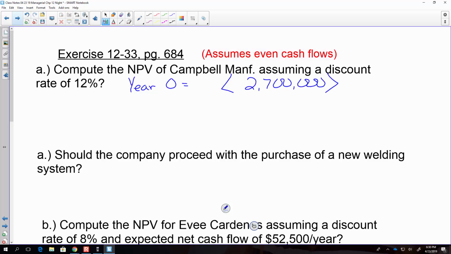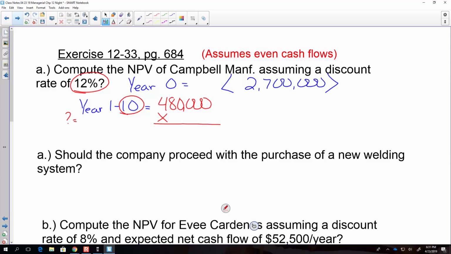That's my negative. Even cash flows, years 1 through 10, how much am I getting? 480. 480 plus, right? But I'm going to multiply that by some number, right? The key is, what is the number? 12%, year 10.